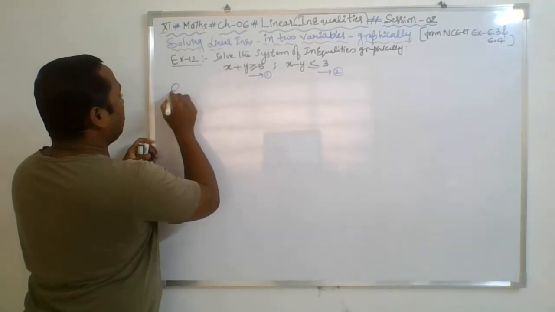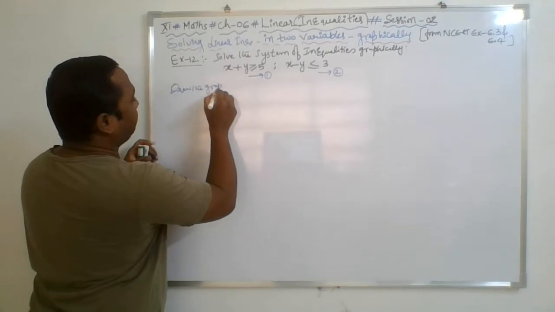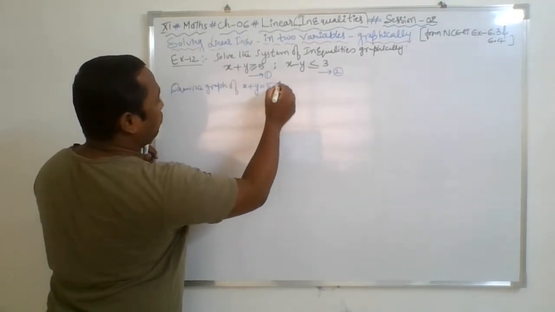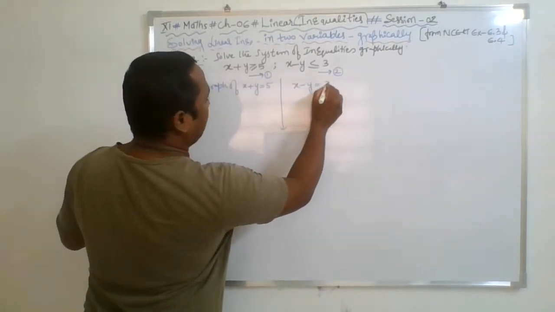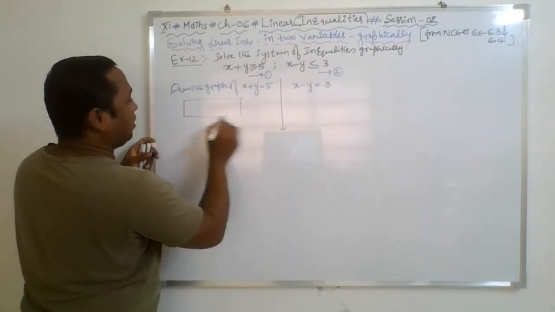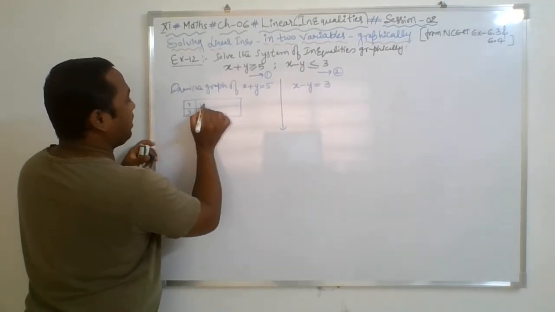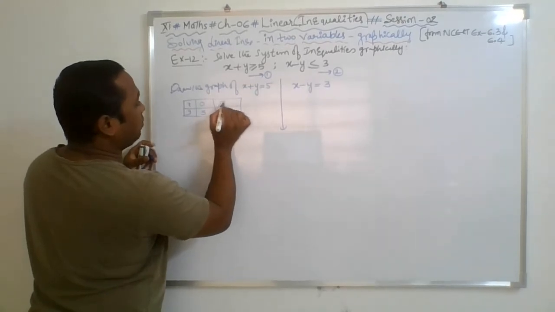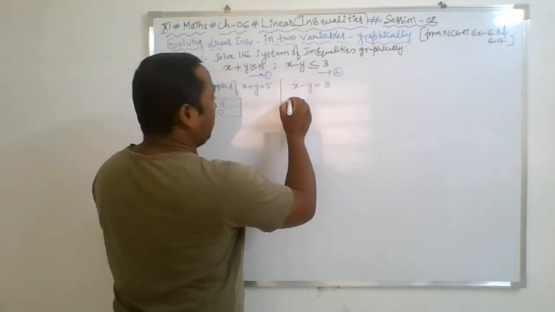So first of all, what we need to do, the statement is: draw the graph of x plus y is equal to 5, and x minus y is equal to 3. So you will be getting here the solutions of this graph, x and y. If x is 0, y is 5. If y is 0, x is 5. I'm taking only 2 points. It's also enough to draw the graph.